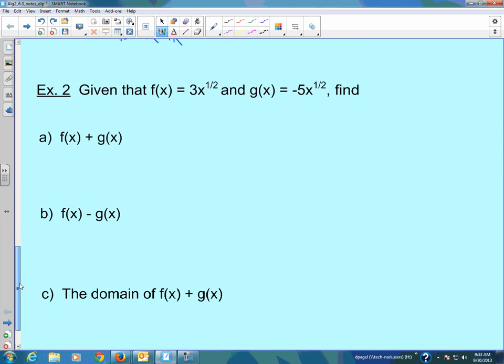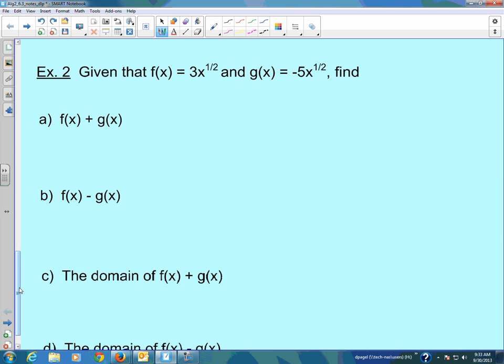What about powers of 1/2 now? Adding these together, let's see, we get a 3x to the 1/2 plus a negative 5x to the 1/2, which gives me 3x to the 1/2 minus 5x to the 1/2, which is negative 2x to the 1/2.